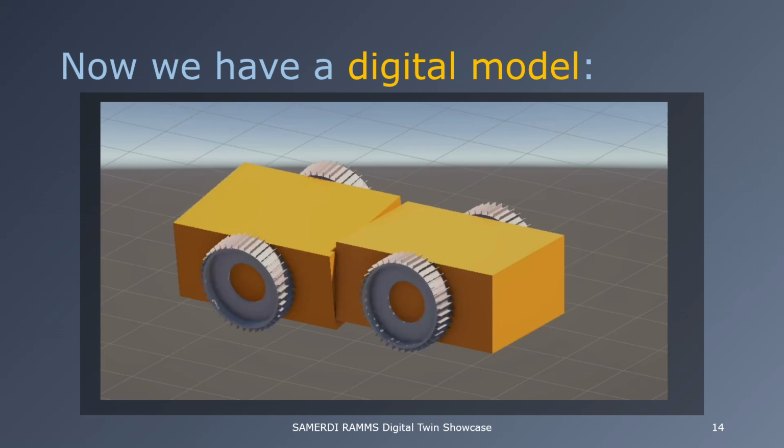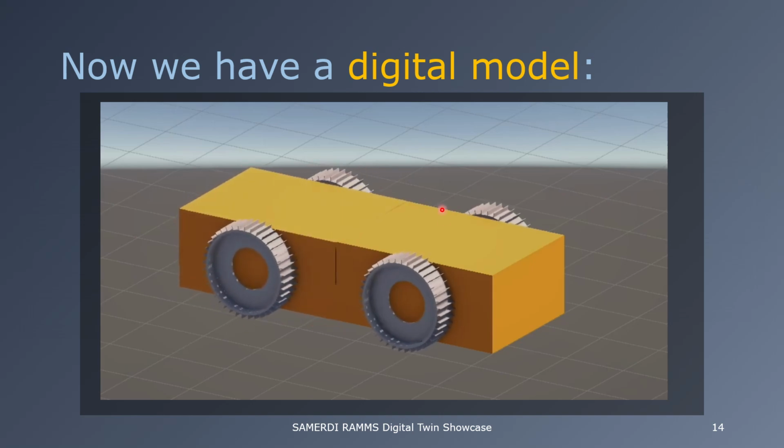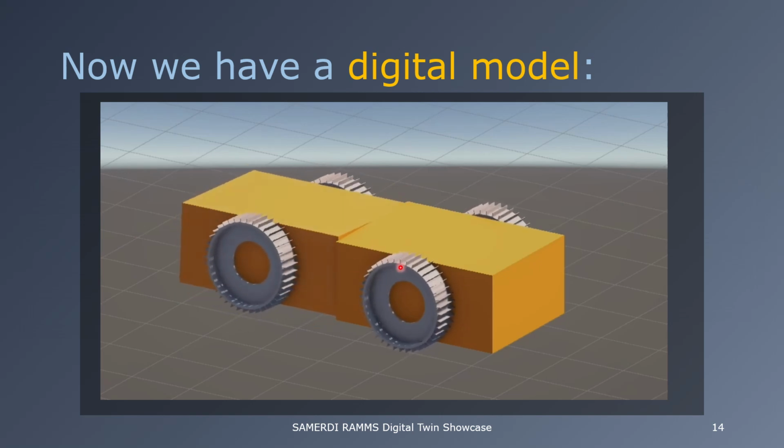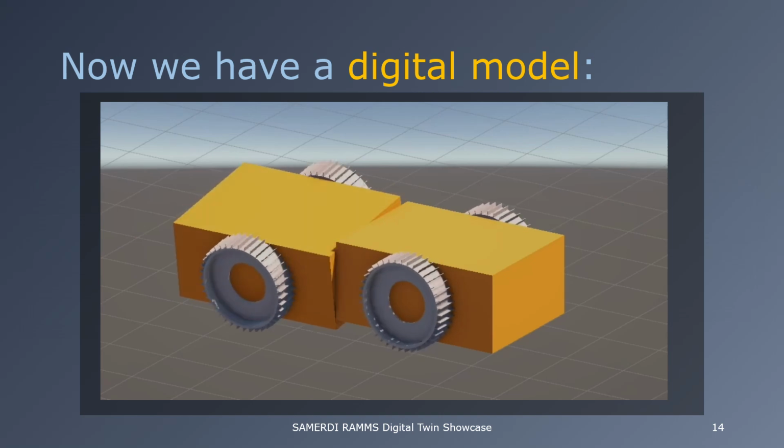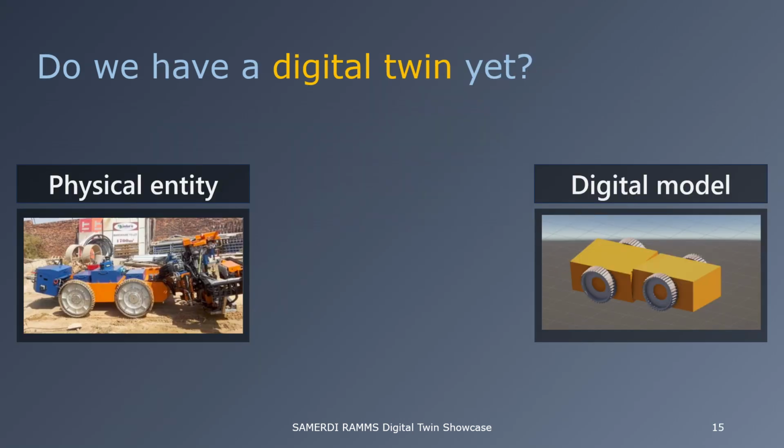Okay, so the question becomes, do we now have a digital twin? We have this model that moves in the same way the real model does, not just in articulation space, but also the wheels. And to answer that question, let's revert back to our definition of a digital twin. So yes, we have a physical entity, great. And yes, we have a digital model, great.